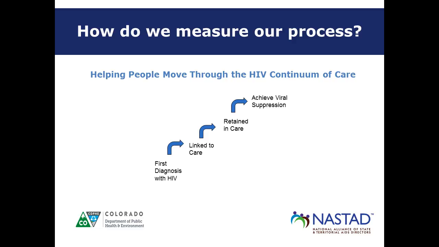Linked to care is measured by those who had one HIV care visit in 2014. Retained in care is measured by those who had 2 or more care visits more than 90 days apart in 2014, or whose last care visit showed viral suppression. Achieved viral suppression is measured by those who had a suppressed viral load at their last measurement in 2014. This shows that their HIV treatment is successfully keeping the virus in check.